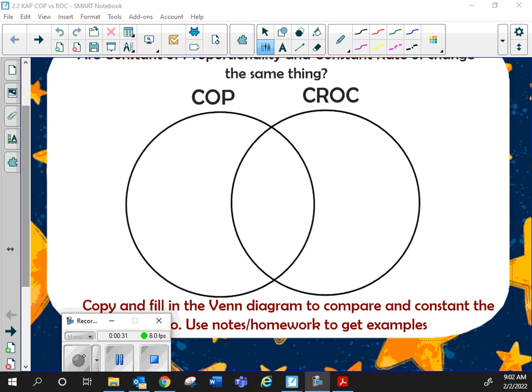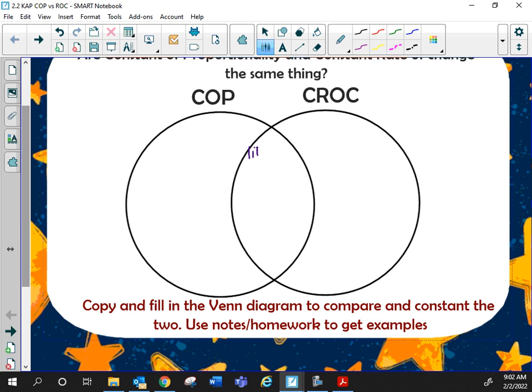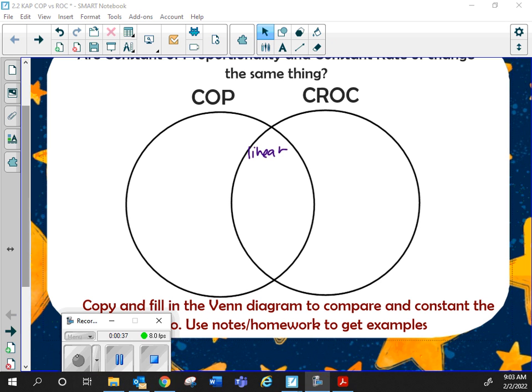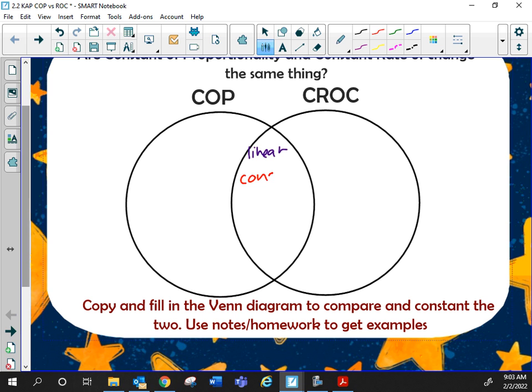All right, so someone said that they both have to be linear. That is correct. Pause, I'm going to recalibrate the board. Here we go. So they both have to be linear. What's something else? Heyman. They both are constant. They both have the word constant. Great. They both need an X and a Y.